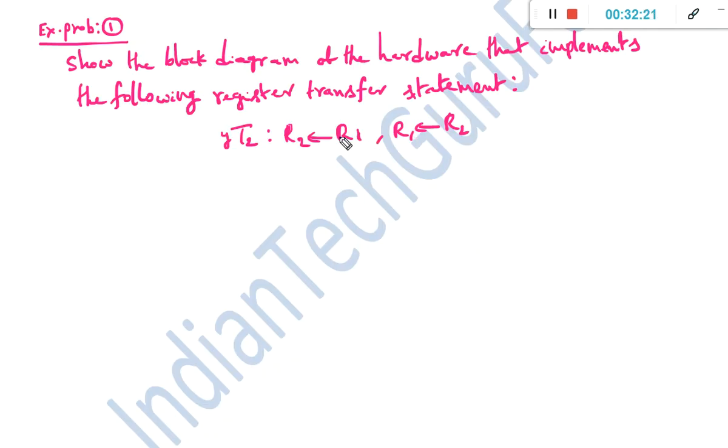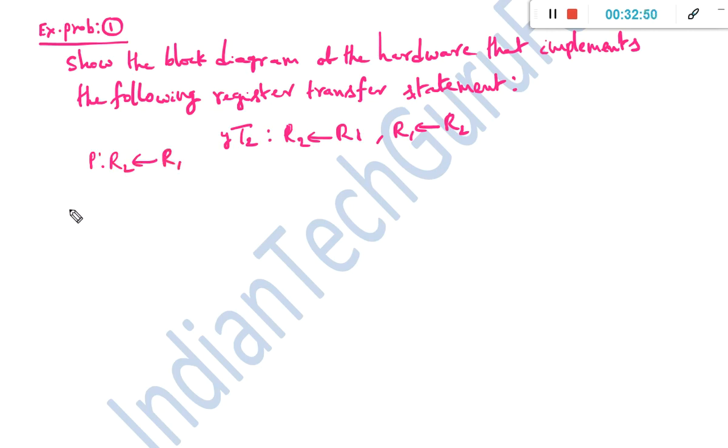So as far as exercise 1 is concerned, show the block diagram of the hardware that implements the following register transfer statement. What is the register transfer statement? YT2 colon R2 assignment R1 comma R1 assignment R2. Okay. So actually we have seen a register transfer statement such as P colon R2 assignment R1.